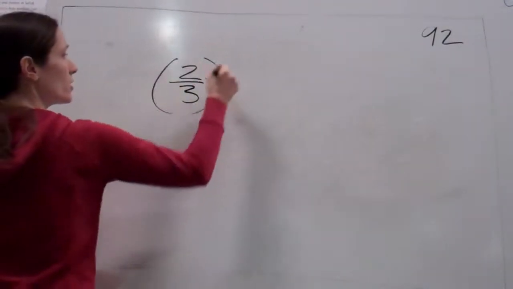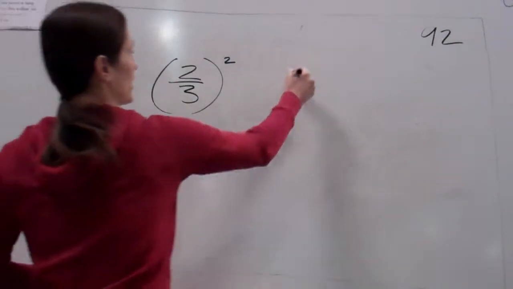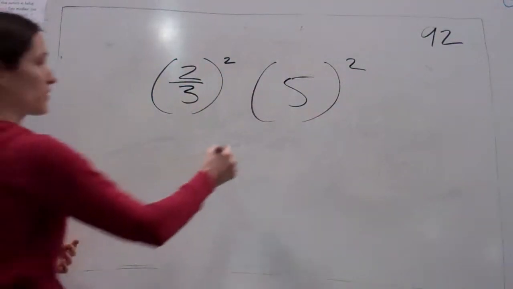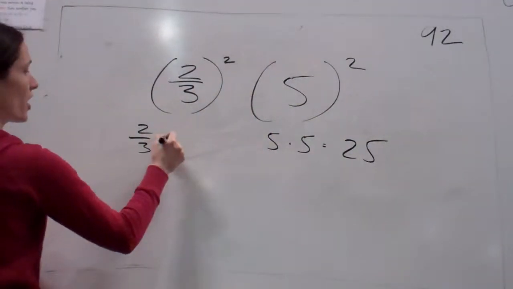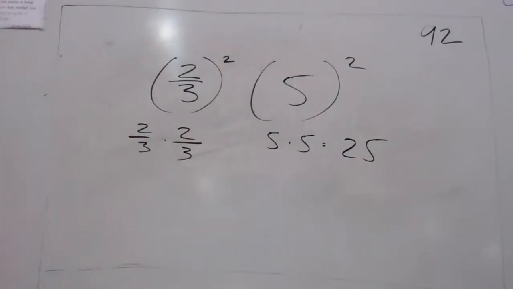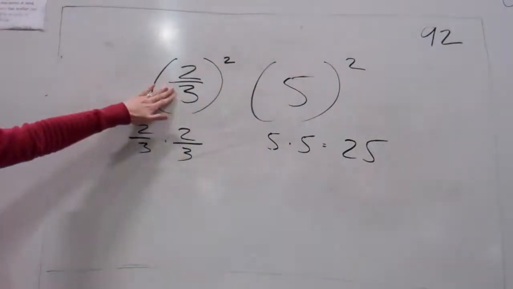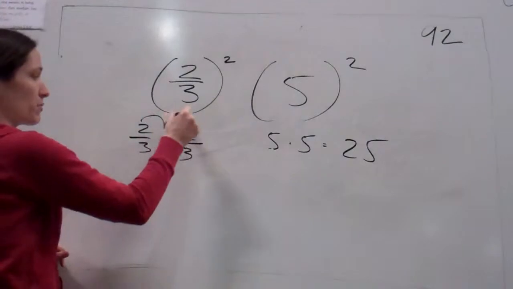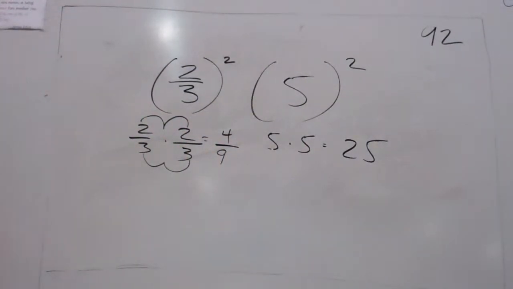2/3 squared. What in the world does that mean? What does this mean? 5 times 5 equals 25. What does this mean? 2/3 times 2/3. Still means the same thing. I would take this and go 5 times 5. I would take this and go 2/3 times 2/3. 4/9. So the answer is 4/9. 2 times 2 is 4. 3 times 3 is 9. Got it?